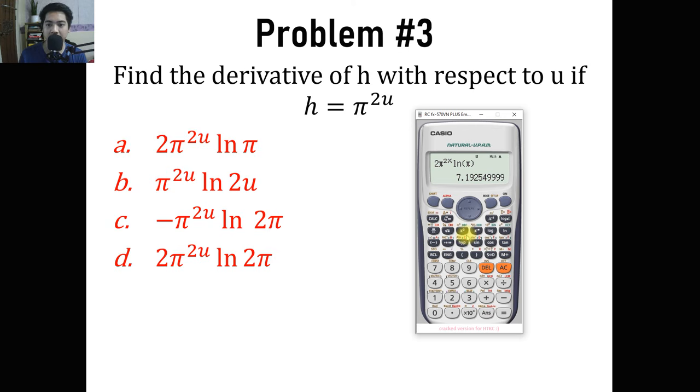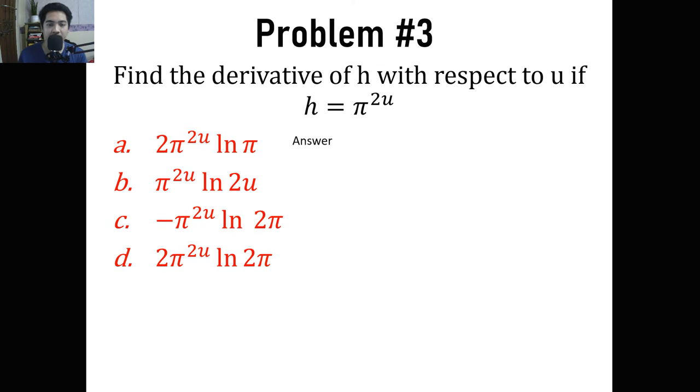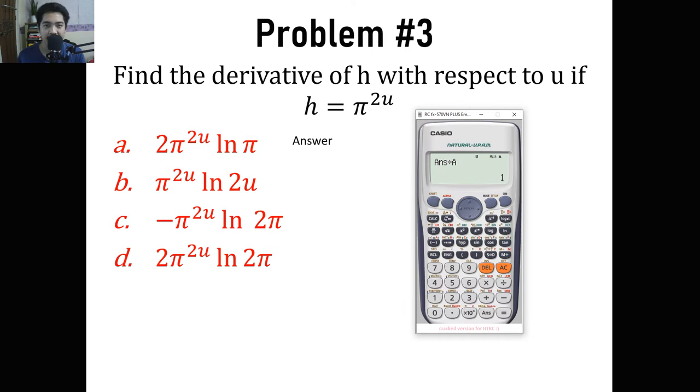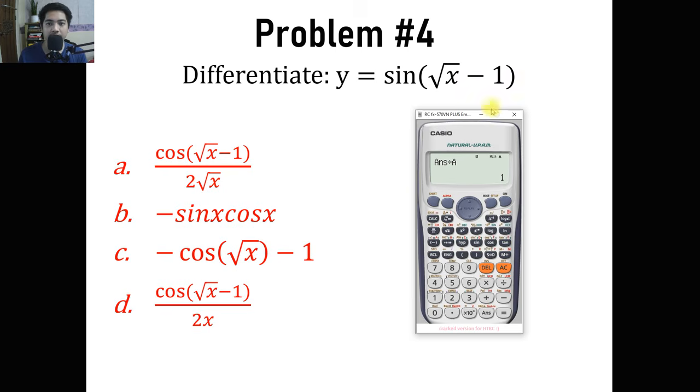So this is the answer. So answer divided by the alpha A, the value that we have stored a while ago while differentiating this. So equals 1. So definitely the answer for this problem, without trying any other choices, will be letter A. Letter A is the answer. Okay? So how about differentiate?